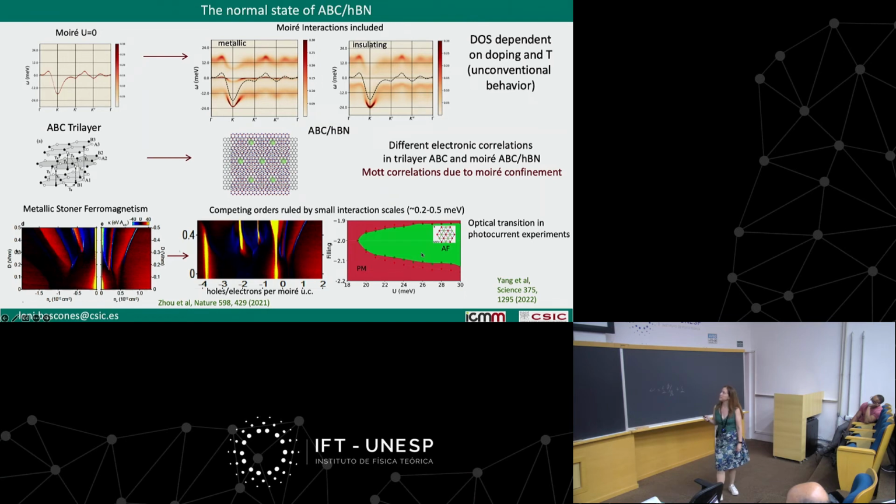Now, something that is very interesting and very exciting is that, very recently, there has been a photocurrent experiment in which they have seen some optical transitions. They have done it in this moiré, in particular at this insulating state, in which they have observed some transition that would not be allowed in a ferromagnetic state, but that are really compatible with being the transition between the Hubbard bands.